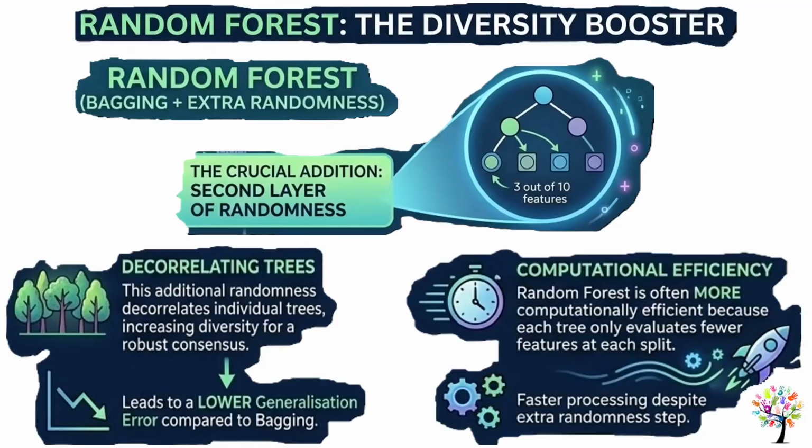Alright, so despite the added randomness, random forests are often more computationally efficient than bagging because each tree only needs to evaluate a small subset of features at each split, even though they involve an extra step of randomness.